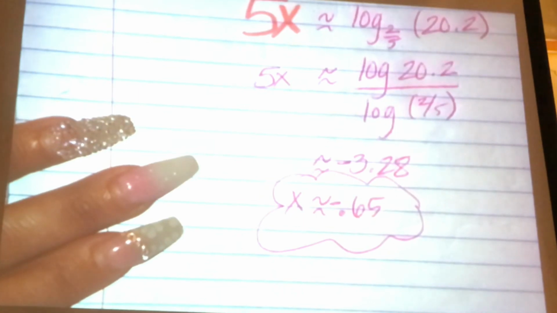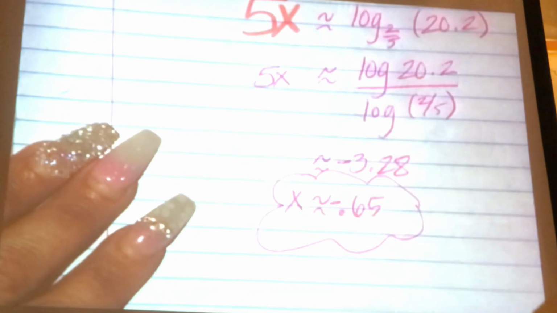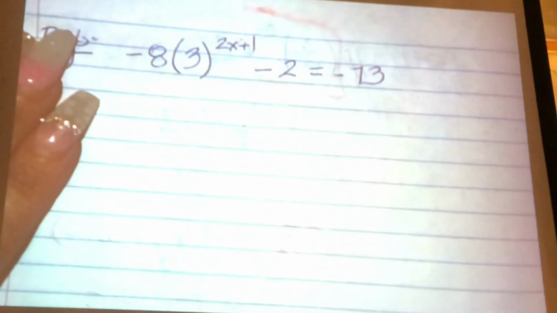Is this doable? I want to give you guys a do-it-yourself. Show me that you can do this without me. I'll make it hard. You're not scared. What do you mean? -8 times 3 to the 2x plus 1 minus 2 equals -73. Are you scared?